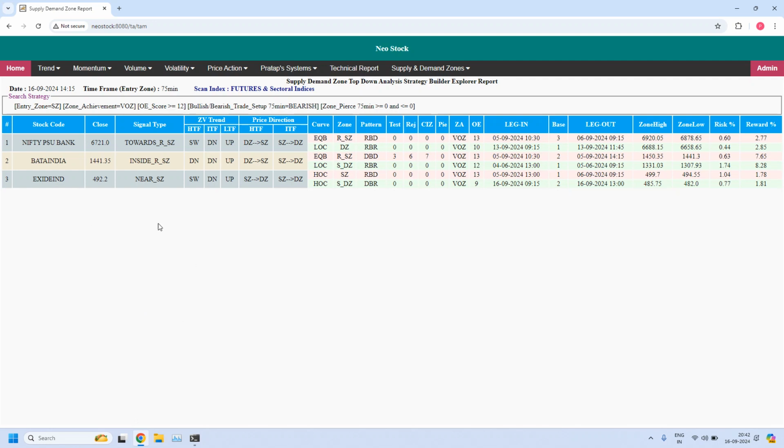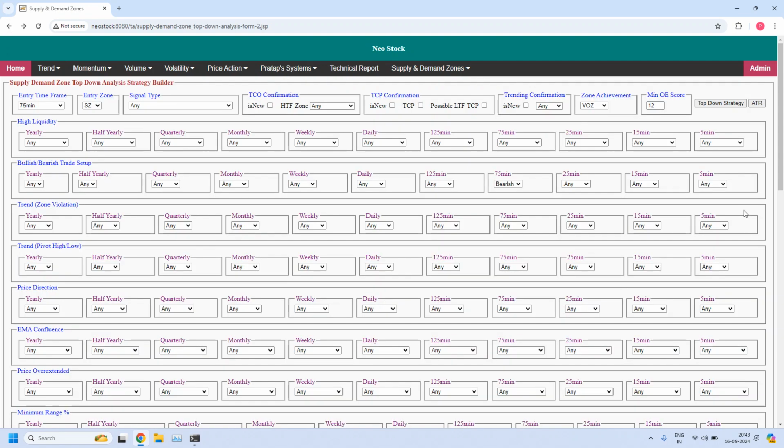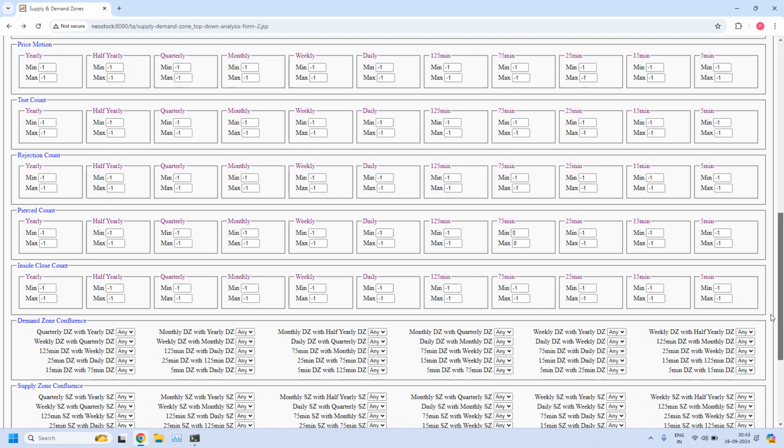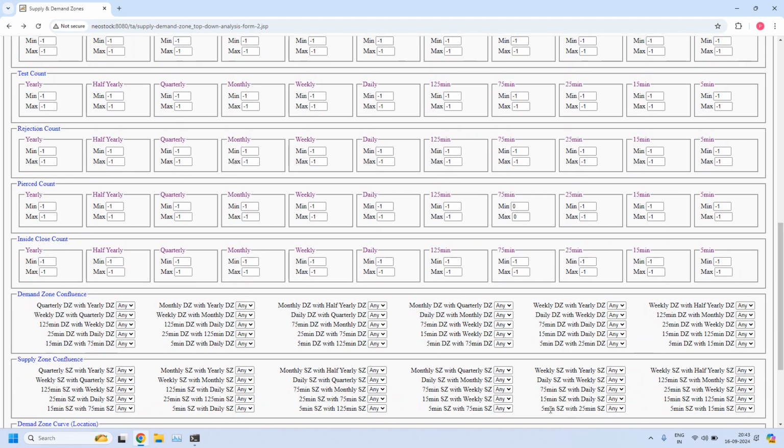Now let's verify if any of these 3 stocks are having confluence with ITF time frame. That means 75 minute supply zone with the daily supply zone confluence. It is a little more high probability trade setup. So in the supply zone confluence, the 75 minute supply zone with daily supply zone, I am enabling the filter.